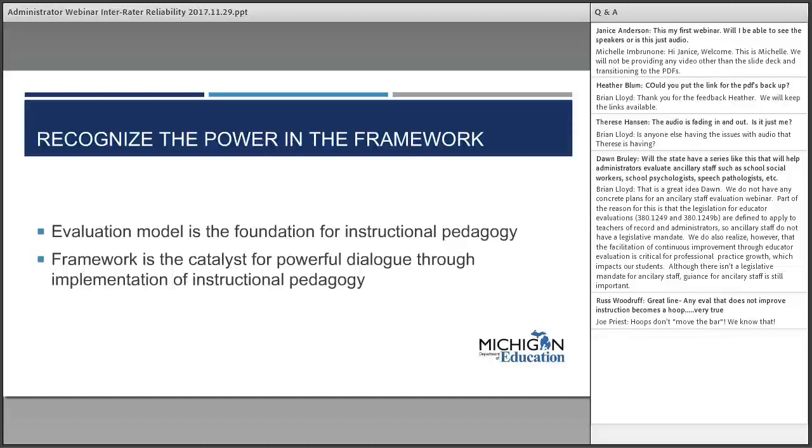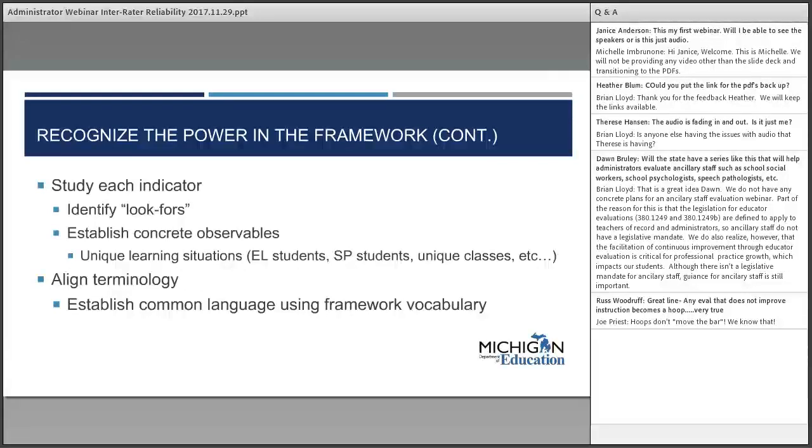So to truly harness the power of your framework and to help it to be a catalyst for powerful dialogue within your professional learning community, it's important that the evaluation model is the foundation for instructional pedagogy, and that the framework is really the foundation that drives the work for PLCs and professional development. So how do we harness some of this power of the framework? There's one very important strategy that should be in place to really assist communication and clarity around our frameworks, and that's to have collaborative work sessions where teachers and administrators are working together to establish common language across the framework, and specifically identifying look-fors that establish the observables that can be seen in the classroom to connect to each level of performance on the evaluation framework.